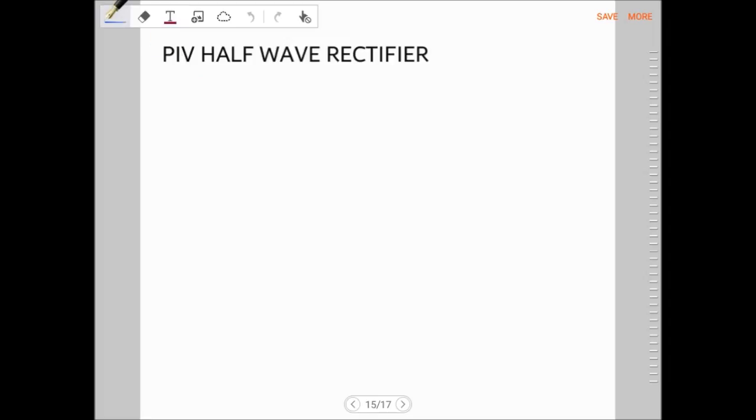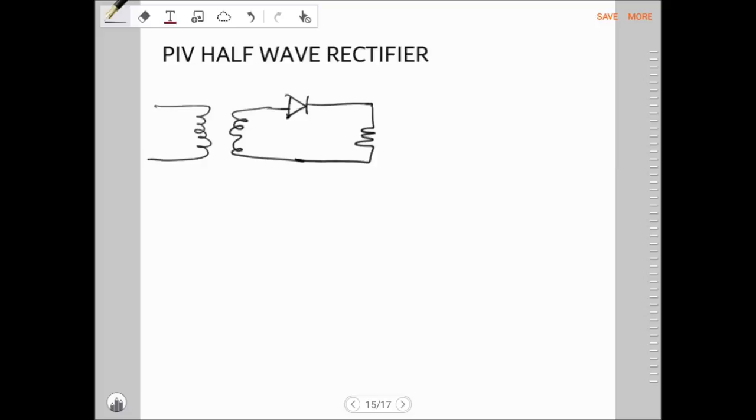Today we'll be looking at the peak inverse voltage of a half-wave rectifier. If I draw the circuit, it will look like this. A half-wave rectifier has the transformer, primary and secondary. Then you have a diode, then a resistor, and the voltage across the resistor is the output.